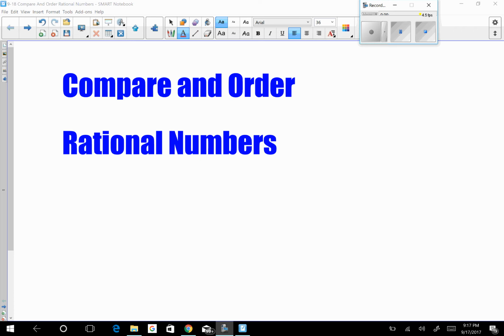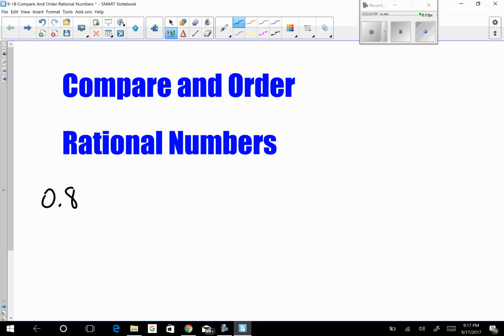All right, we're going to learn how to compare and order rational numbers. So remember, rational numbers are numbers that can be written as fractions, and that includes the whole numbers, and that includes the integers, and it also includes all the other kinds of numbers that don't fit in the whole numbers or the integers.